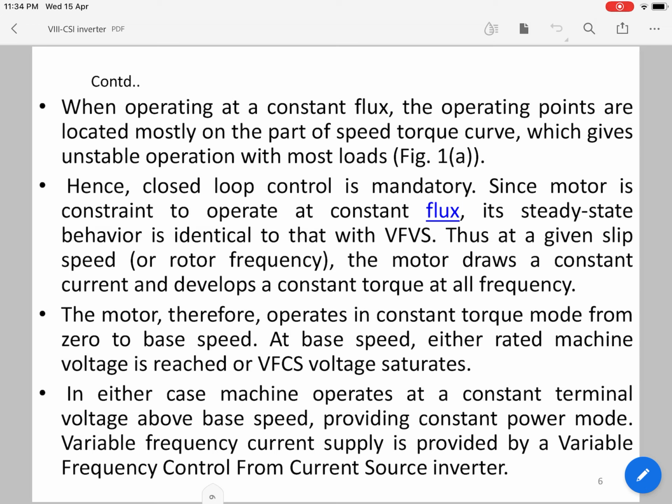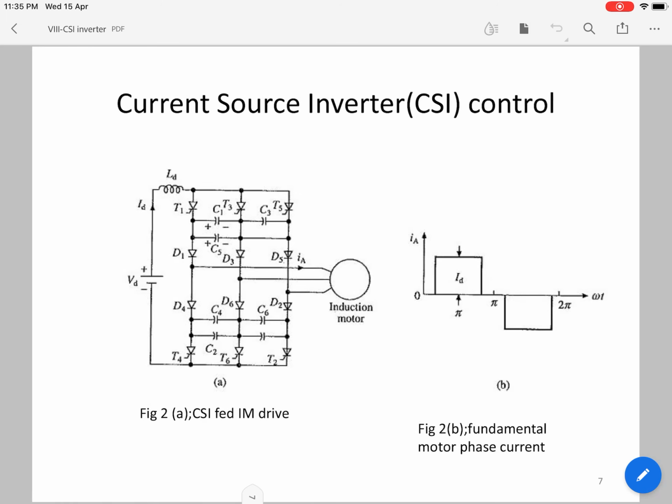When operating at constant flux, operating points are located mostly on the part of the speed torque curve which gives unstable operation at most of the speeds. So closed loop control is sort of mandatory in this, and the motor draws a constant current and develops a constant torque at all frequencies. So it operates in constant torque mode from 0 to base speed, and at base speed either rated machine voltage is reached or VFVS voltage saturates.